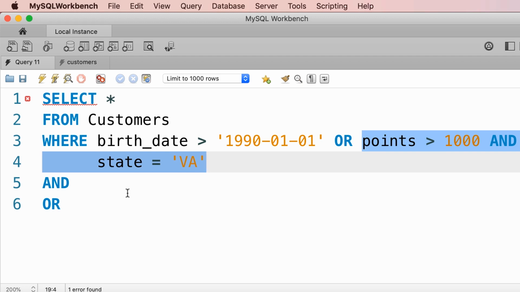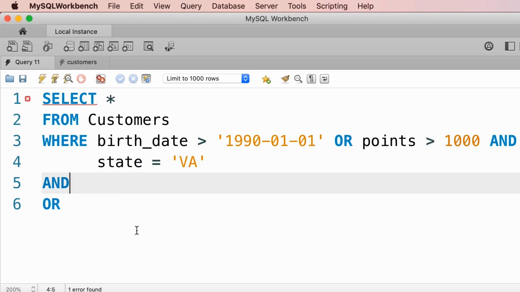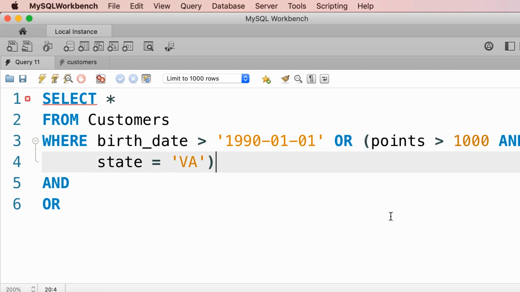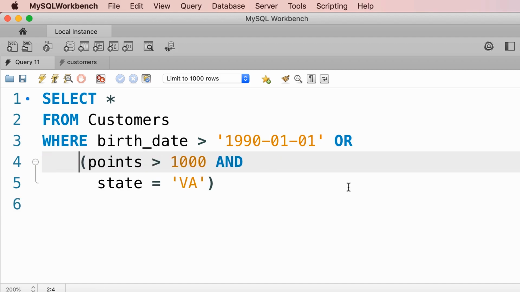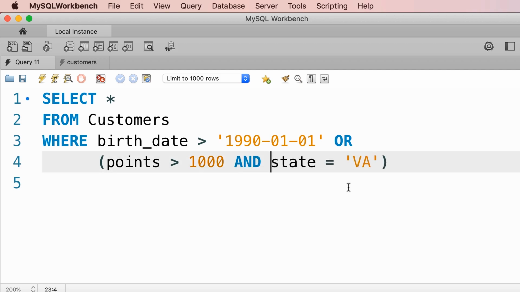It doesn't matter that we typed out this condition after the first condition, because the AND operator has a higher precedence. Now you can always change the order using parentheses, and this also makes your code cleaner and easier to understand. So here we can put parentheses around these last 2 conditions. And also we can put these on a new line for clarity, something like this. So anyone who reads this code can easily understand what is the intent of this query.